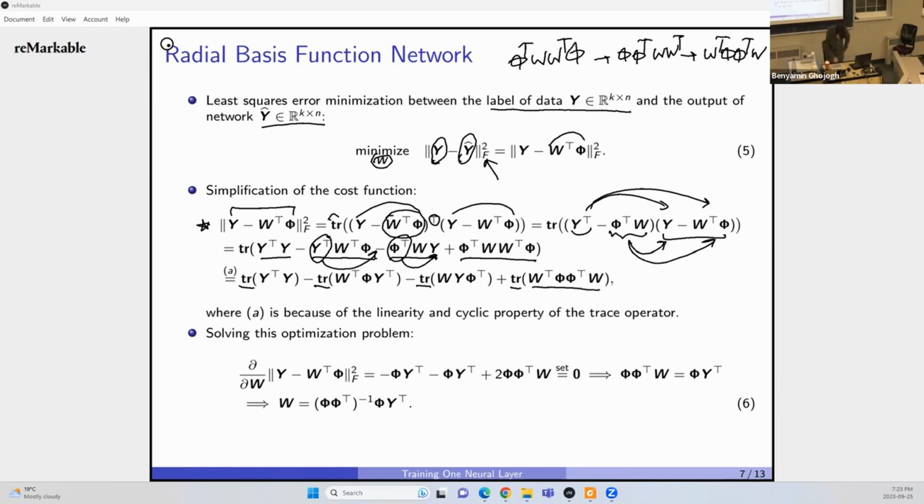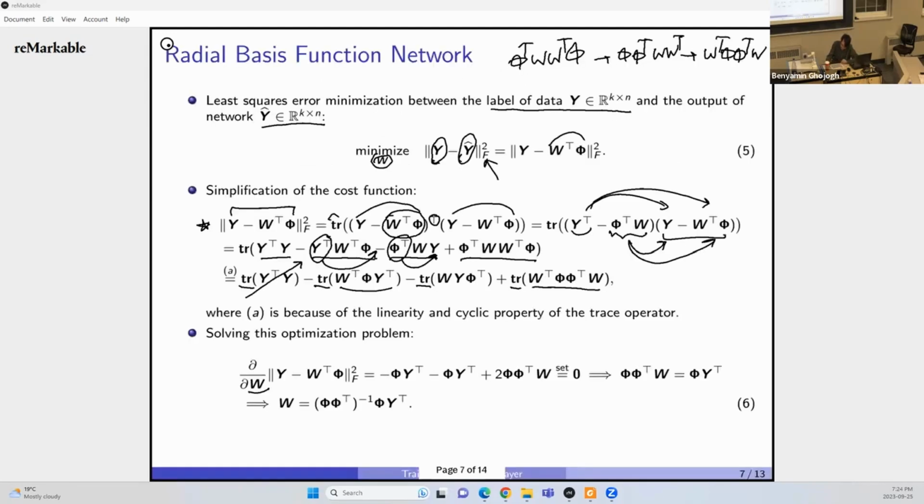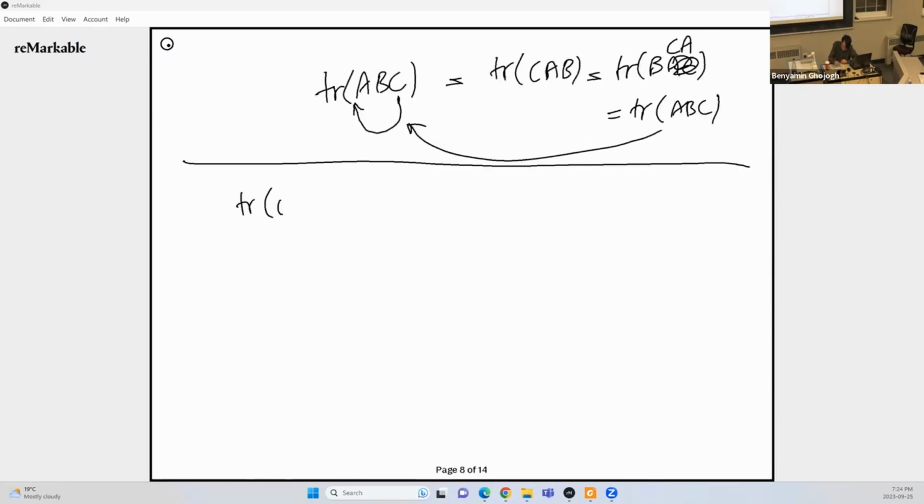Now let's take the derivative with respect to w. This one is a constant with respect to w, so it goes away. This one is linear with respect to w. How do we take the derivative? I think I didn't say this technique in the deep learning course. Let me say it once. I have said it in the statistical machine learning course. So trace of w transpose phi y transpose. Let's name this matrix A. Trace of w transpose A.